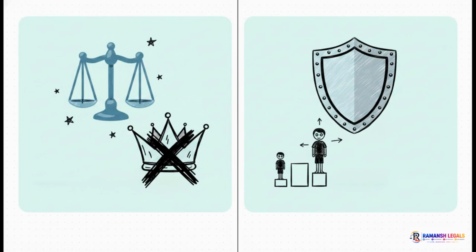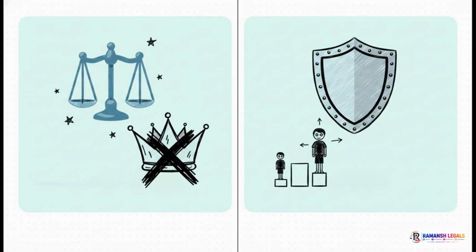Contrasting these two concepts side by side actually reveals a whole lot. First, we have equality before law, which has British origins. Now, this is considered a negative concept. It means the state must ensure the complete absence of any special privileges based on birth, religion, or sex. Basically, nobody's above the law.